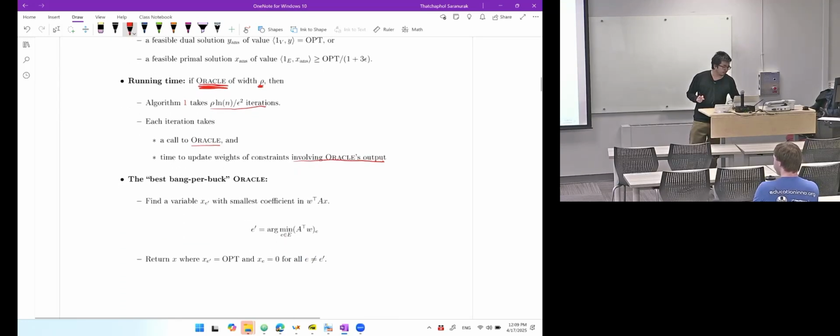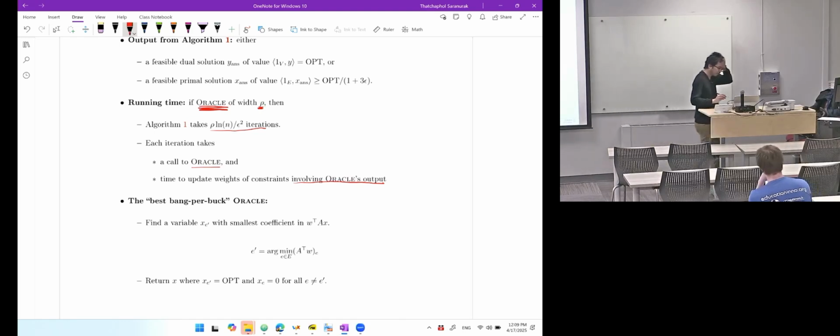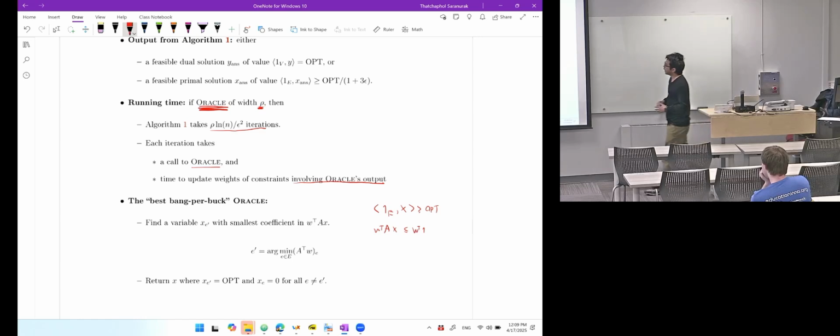And we see at least one way to implement an oracle: compute the best bang per buck variable. Recall that the oracle wants to find x such that this is true and A x is at most this. So it's just like a constraint with non-negative coefficients.